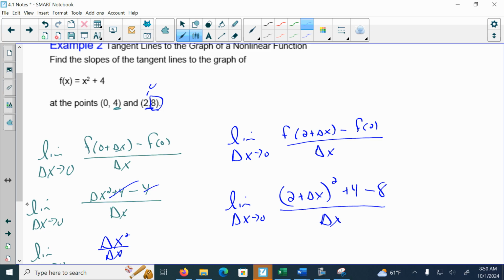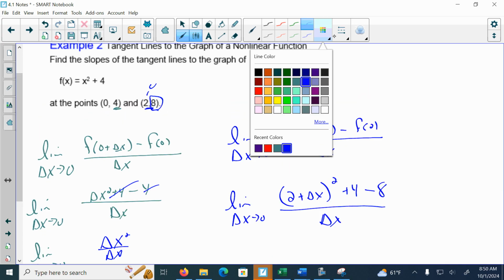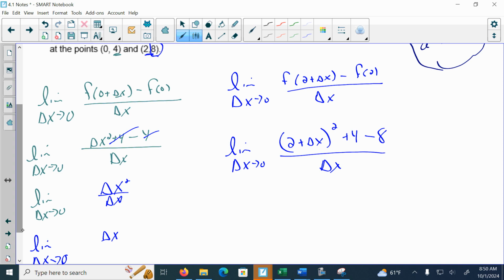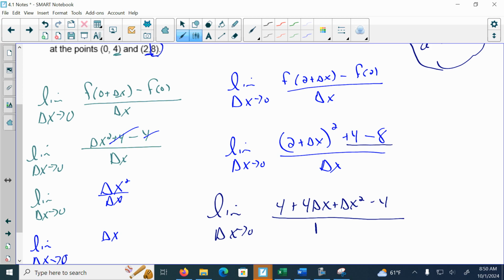Now I'm going to FOIL that, and you should remember from Algebra 1, the Algebra 1 memory box here. If I had a plus b squared, that ends up being a squared plus 2ab plus b squared. So that's how I'm going to jump to this next line. 2 squared would be 4, plus, this is 2 and delta x, double it, so 4 delta x, plus delta x squared, and then this ends up being minus 4, all over delta x.